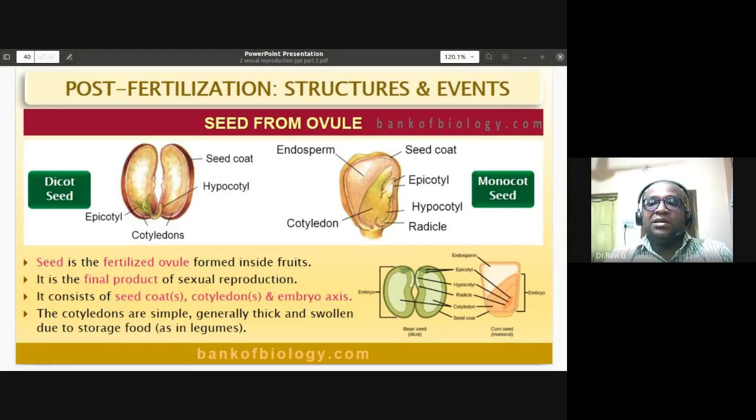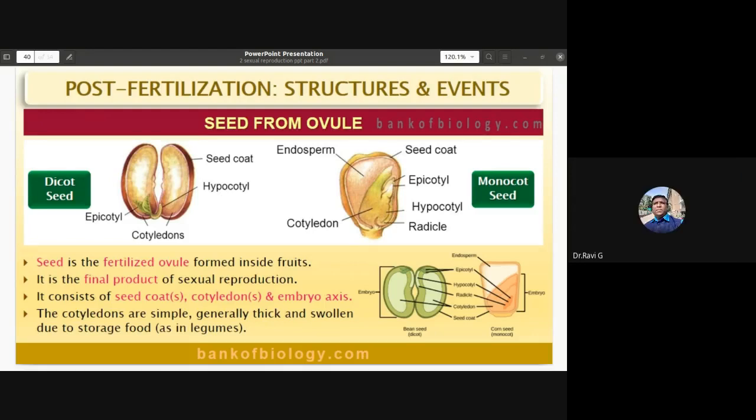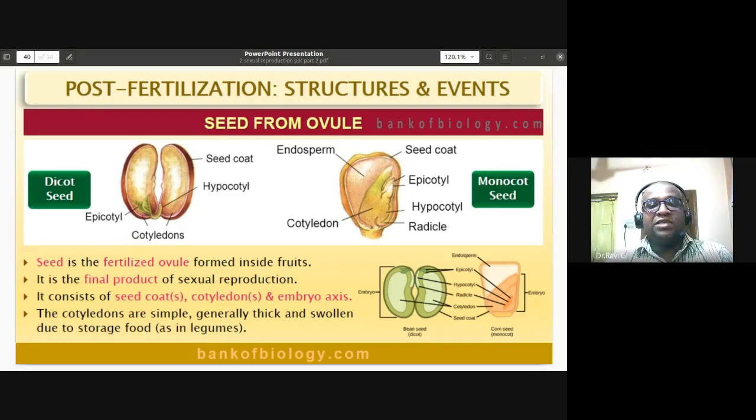They have this embryo. So you should understand, whether it is paddy, wheat or ragi or any seed for that matter, the pulses or the cereals, they're all living things. They have a dormant embryo. So seed is a final product of sexual reproduction.